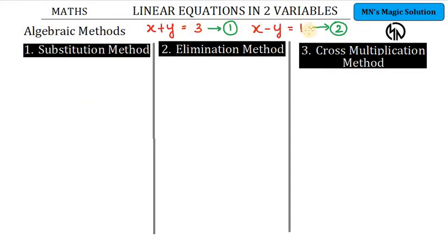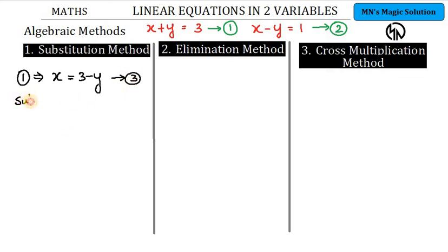Now we have two equations: x plus y is 3, x minus y is equal to 1. This is equation 1, this is equation 2. Now from equation 1 or equation 2, you have to take out the value of one variable. Here you can take either x or y. It doesn't make any big difference. I am taking x. So from equation 1, I am taking x's value to be equal to 3 minus y. Let me mark this as equation number 3.